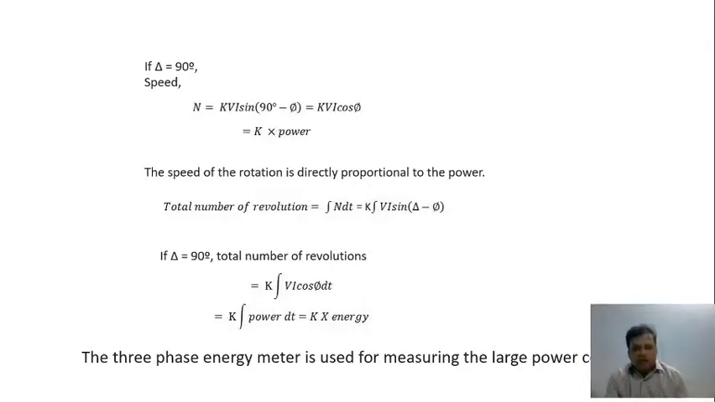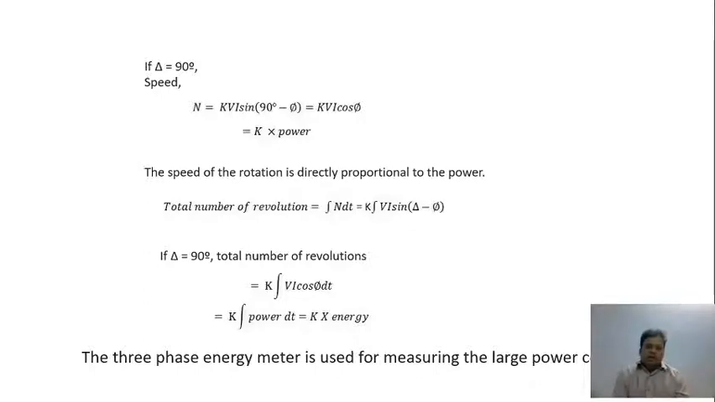If delta is equal to 90 degrees, speed n is equal to K V I sin 90 minus phi, that is equal to K V I cos phi. Therefore, the speed of rotation is directly proportional to the power. The total number of revolutions is nothing but the integral of n dt, that is equal to K integral V I sin delta minus phi. If delta is not equal to 90 degrees, the total number of revolutions is also different.